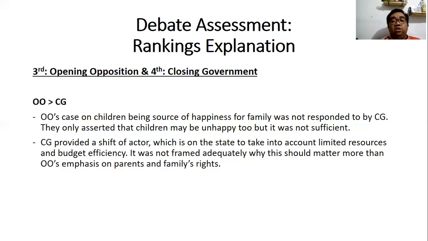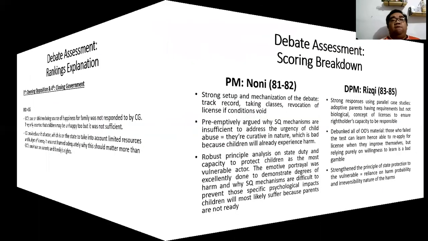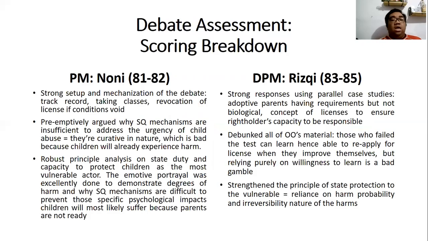All right, now moving on to the last part of the assessment, which is the scoring breakdown. So let's start with the opening government, who got first. So for the Prime Minister, we gave her an 81 to 82, whereas for the Deputy Prime Minister, we gave him an 83 to 85.